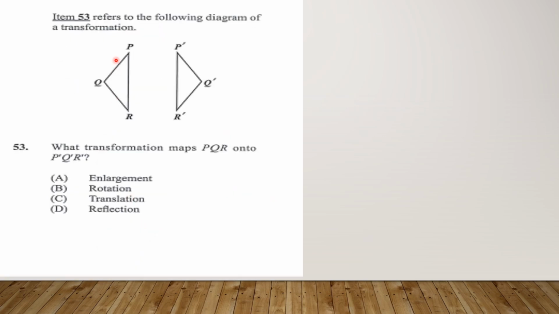Okay, 53 refers to the following diagram of a transformation. Now you're looking at these two triangles. They're actually looking at each other on opposite sides. There has to be something in the middle. So once you see that, you know that it has to be a reflection. There's a mirror line in here. Okay, so it's a reflection, D.